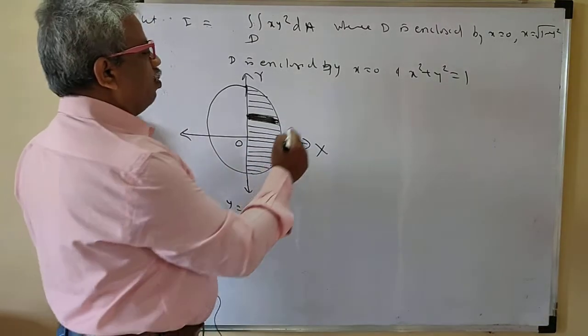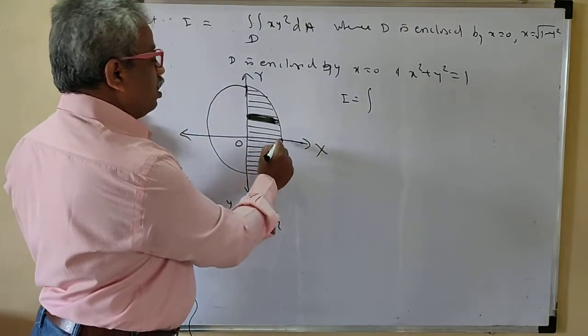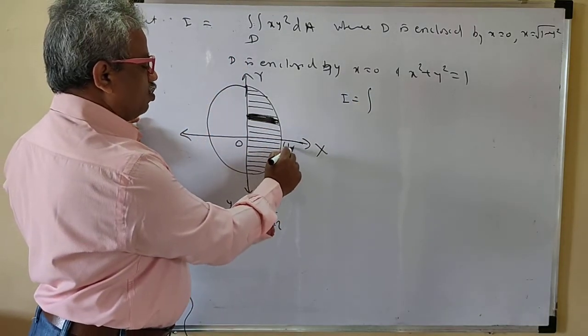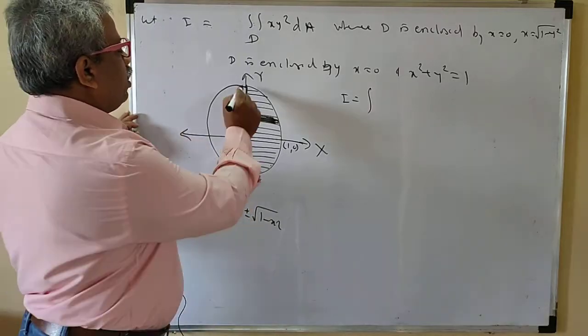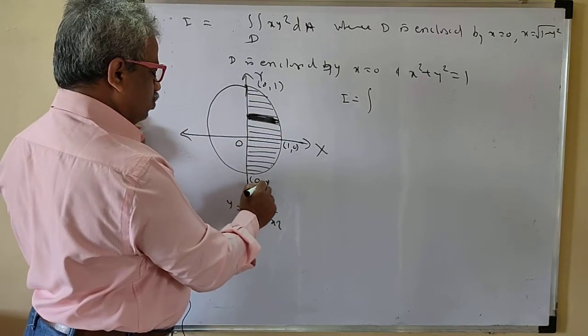Now we write the integration I here. Your circle is this. This point is 1, 0. And this point is 0, 1. And this point is 0, minus 1.